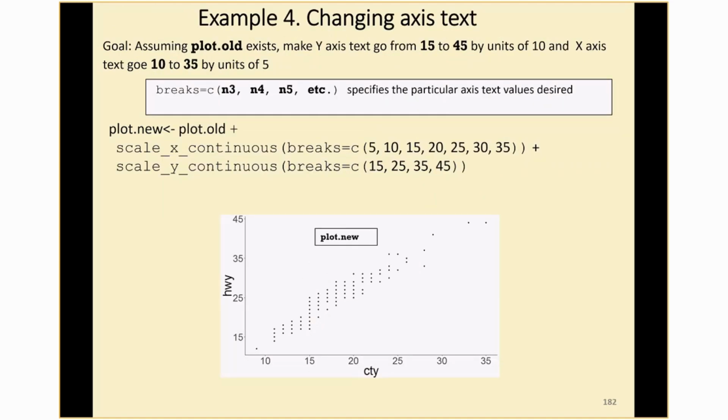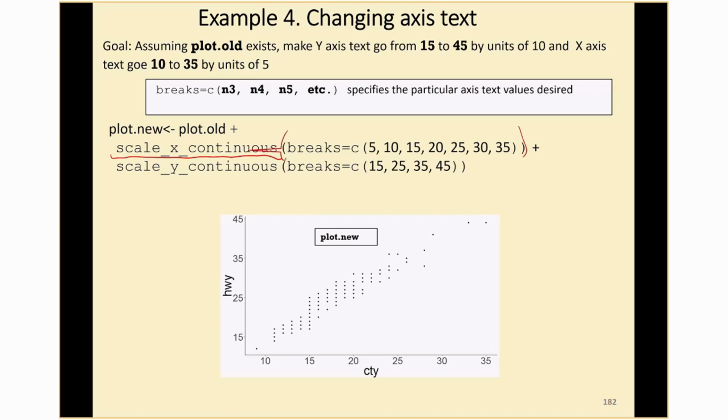Example 4, changing the axis text. So what I want to do is I want to control the text on the y-axis, so it's 15, 25, 35, 45. Excuse me, that's the y-axis. And similarly on the x-axis, 10, 15, 20, etc. So for the x-axis, I specify scale x continuous. There's its open and its closed parenthesis.